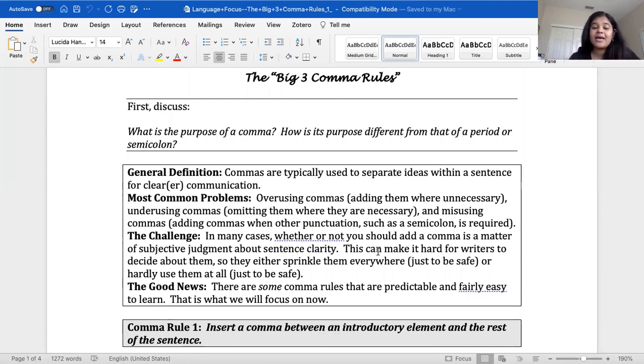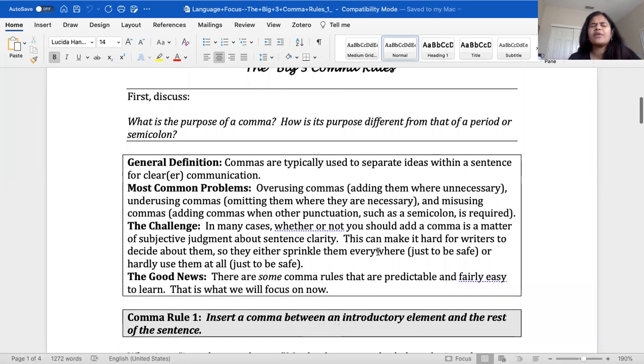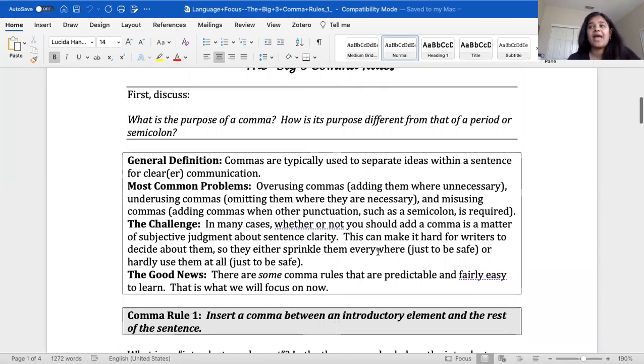The most common problem with commas is that people overuse commas, adding them where unnecessary, or underuse commas, omitting them when they are necessary, and then it creates confusion. If you don't use commas correctly, you can change the meaning of the sentence. The challenge is that in many cases, whether or not you should add a comma is a matter of subjective judgment about sentence clarity. Those are not the cases that we will be discussing here.